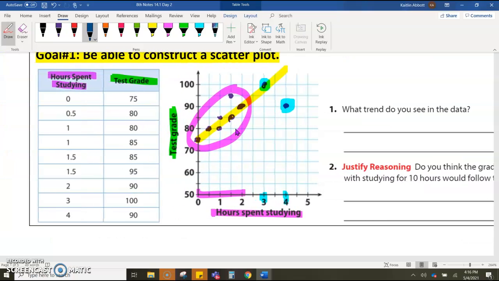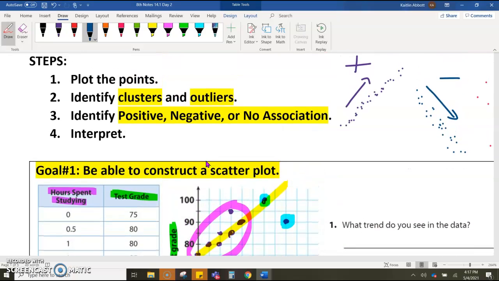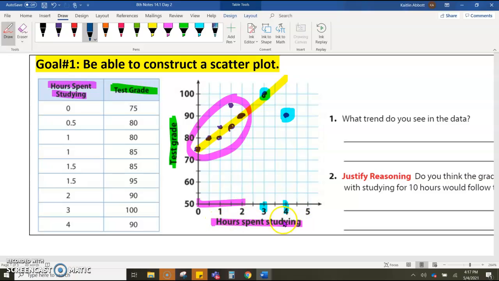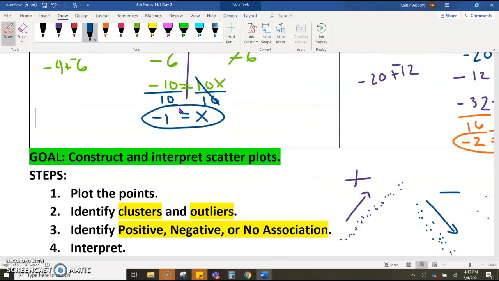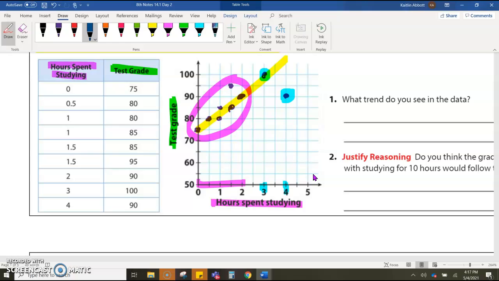All right, just know that all you had to do was graph all of our points. We found our outliers and the clusters, and then we made some interpretations by figuring out if it was positive, negative, or no association. We made interpretations using the axes and the units of measurement, saying that as the hours spent studying increased, test grades increased. So when we're asked to interpret the graph, we just want a single sentence saying what is happening with these dots.